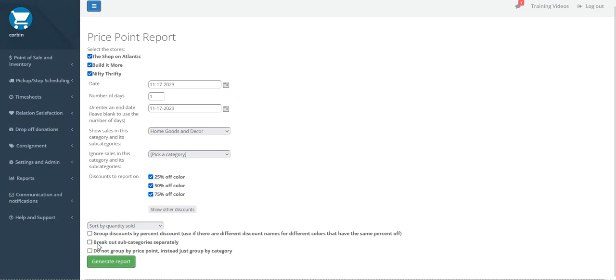There are a few additional options here. The two that I will point out are the option to break out subcategories separately. Otherwise, subcategories are all reported together under their parent category. And you can choose to not group by price point, but instead to just group by category. In this case, I do want the report to group by price point, so I will not select that checkbox, and then I'll select the green button to generate the report.